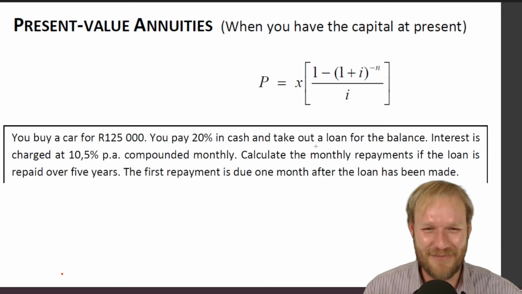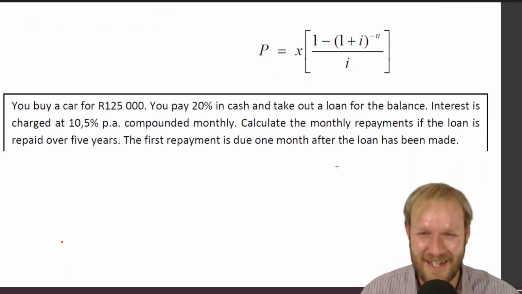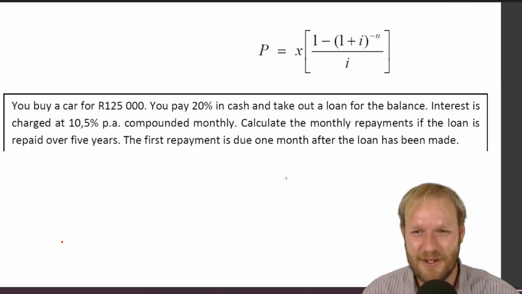Okay, so you get your car and you've paid 20% in cash and take out a loan for the balance. Interest is 10.5% per annum compounded monthly. Calculate the monthly repayments if the loan is repaid over 5 years.